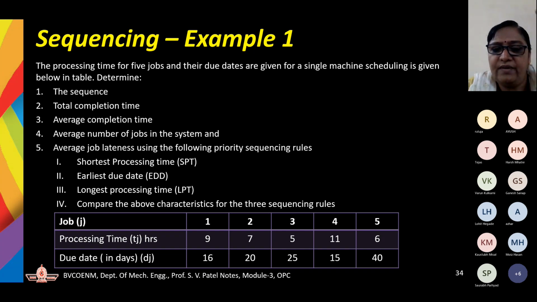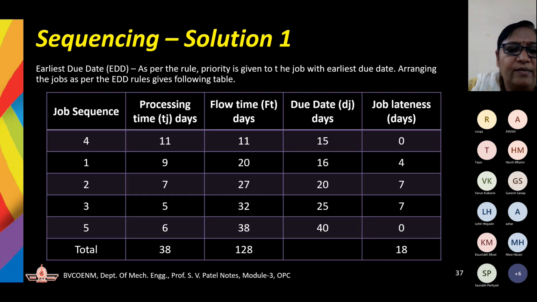So here the sequencing of job processing is what? 4, 1, 2, 3, 5. Let's go to that particular slide. 4, 1, 2, 3, 5. This is the sequence in which we are going to process all the jobs on the shop floor. Here we have focused on the due date, which is mentioned over here.